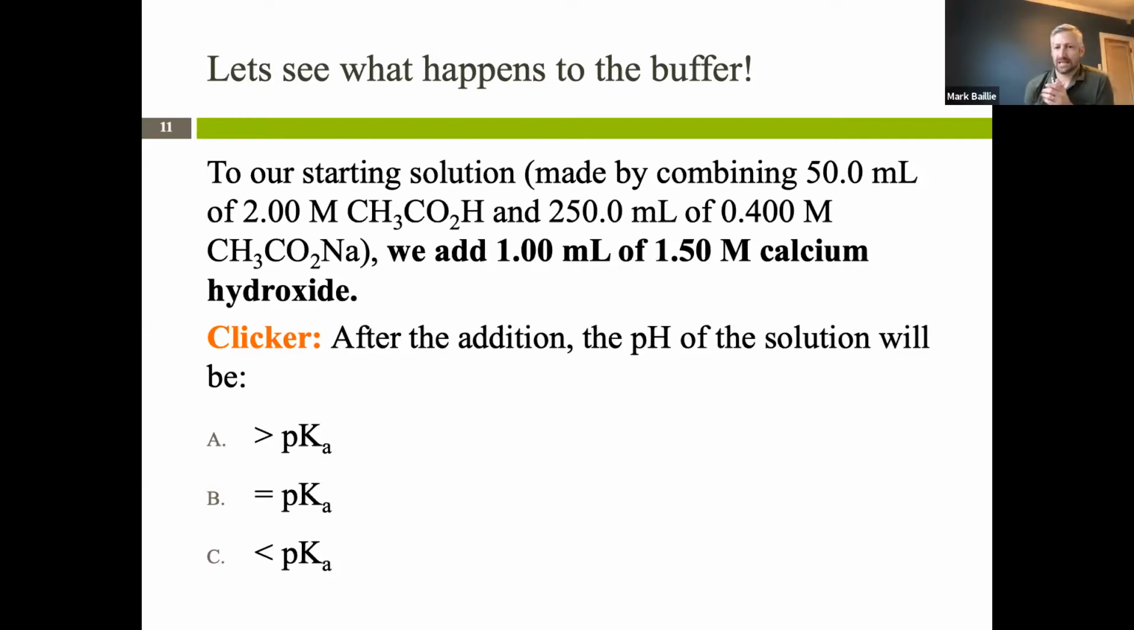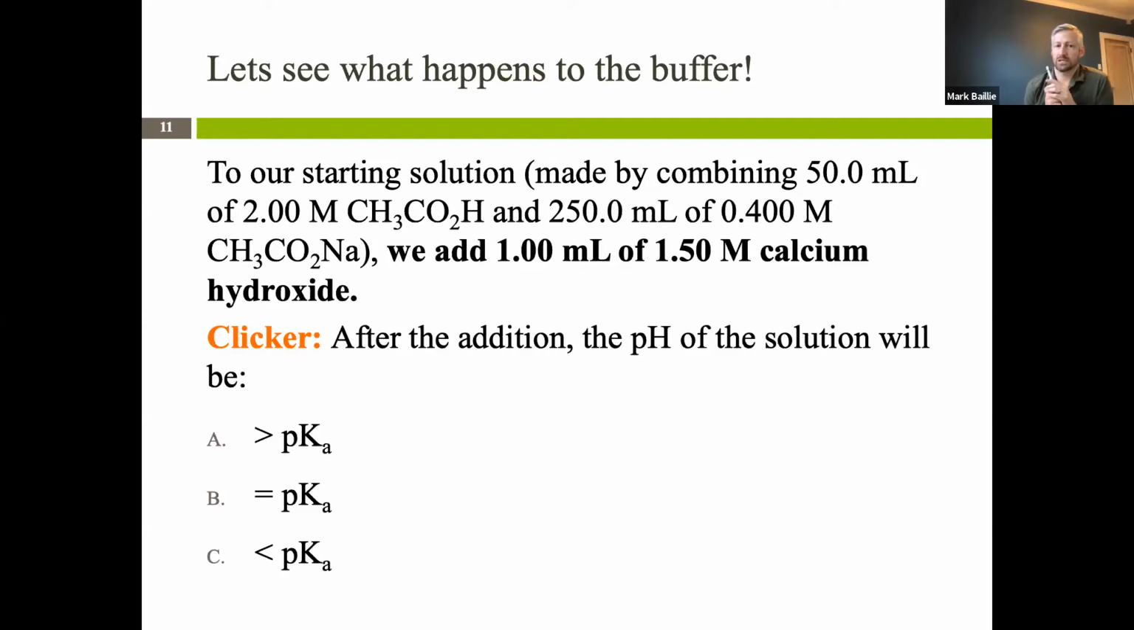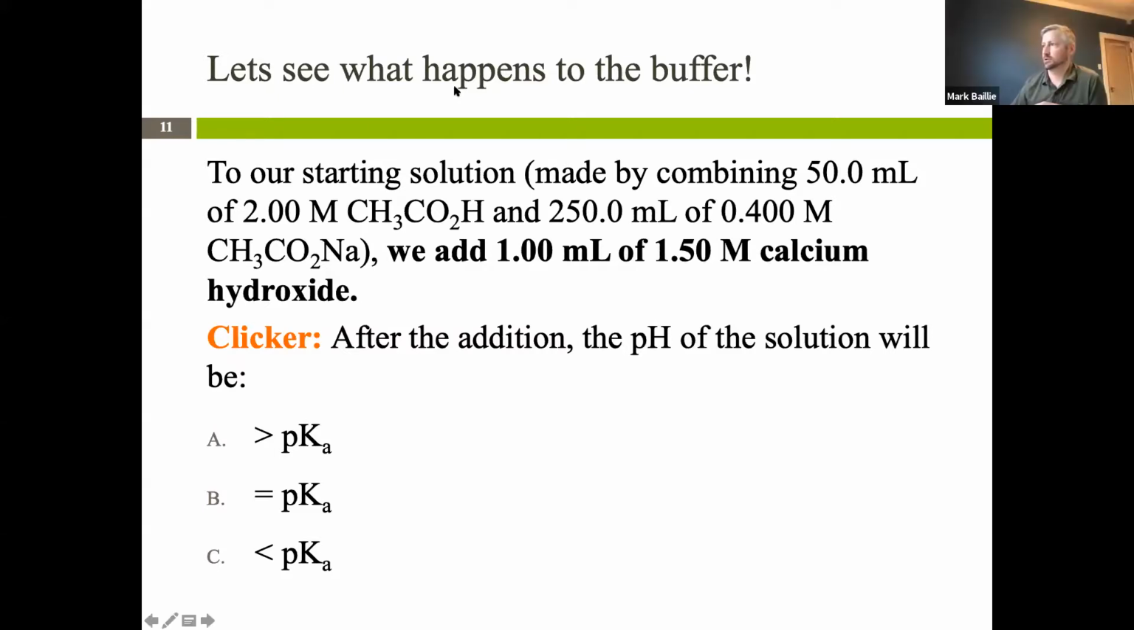So what is calcium hydroxide? What is it we're adding to this buffer? A strong base. Absolutely. So if we add a strong base to any solution, what's going to happen to the pH? It will increase. It's going to go up. Absolutely agree. So pH of the solution is going to go up because we're adding a strong base to a solution. Because it's added to a buffer, it's not going to go up as much as if it was added to pure water.